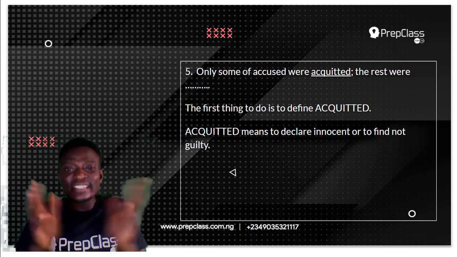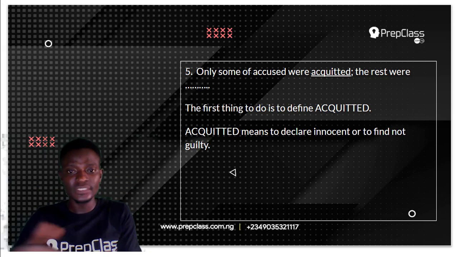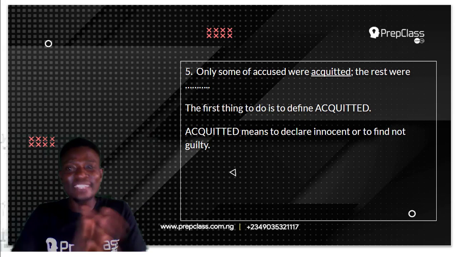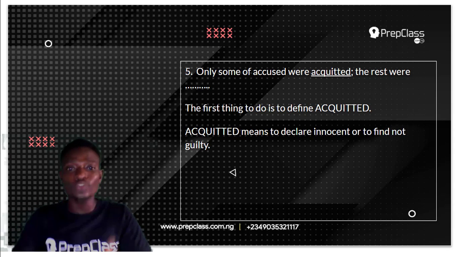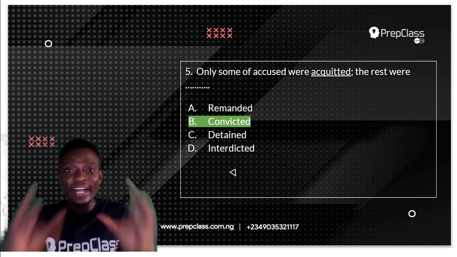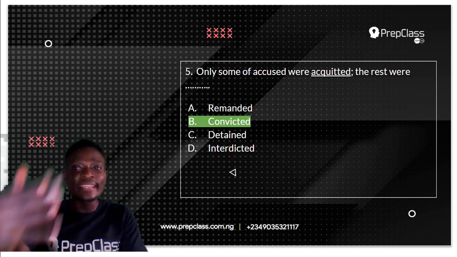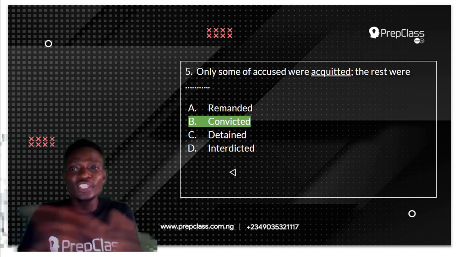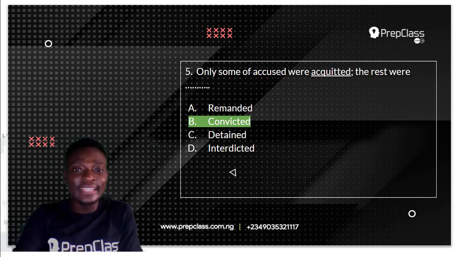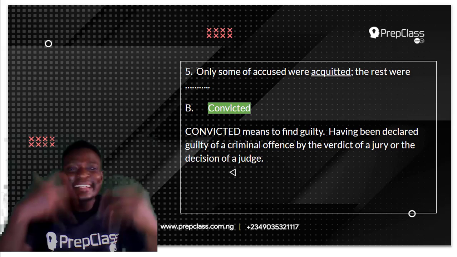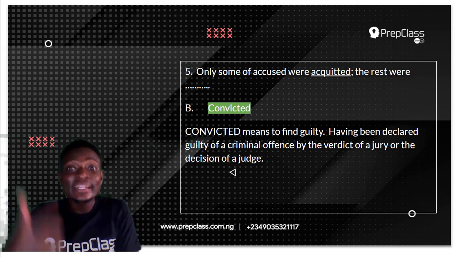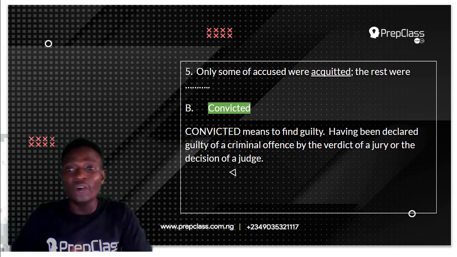Now, the first thing to do is to define acquitted. The word acquitted means to declare innocent or to find not guilty. So the answer to this question is convicted. Only some of the accused were acquitted. They were found not guilty, but the rest were convicted. Now, the word convicted means to be found guilty, having been declared guilty of a criminal offense by the verdict of a jury or the decision of a judge.